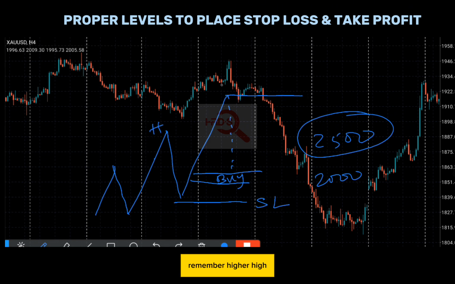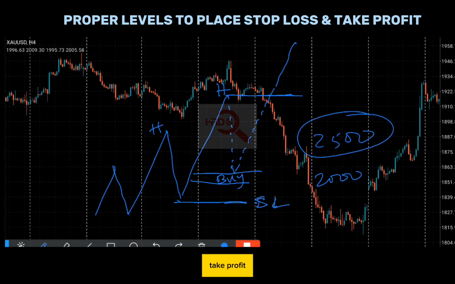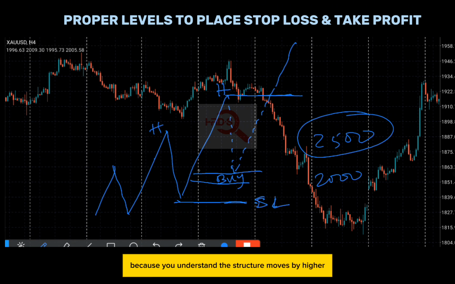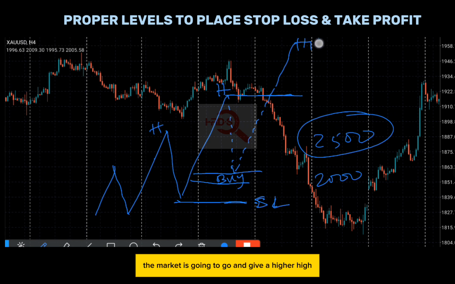Remember, higher high, higher high, and then a discount happens, you're expecting the market to go up, right? If you place your SL, two things are involved. Either the market hits your SL or the market hits your take profit. If it did not hit your SL, it must go and hit your what? Take profit. So you are confident because you understand the structure moves by higher high, higher low. You know that the next thing the market is going to go and give is a higher high.